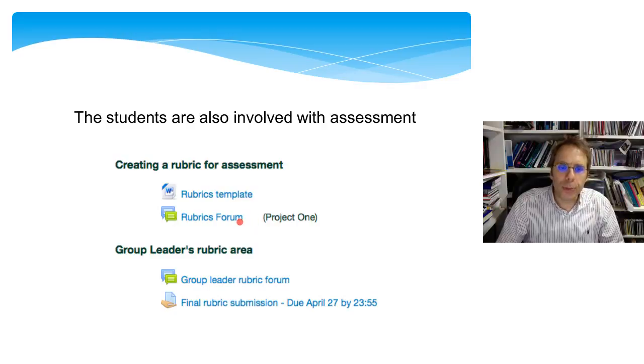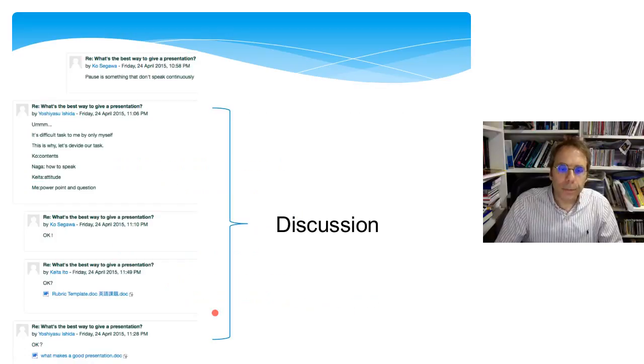When each group produces one rubric, the group leaders will take it to the next level. They'll meet only with the group leaders and share each group's rubric. Out of these 7 or 8 groups, they'll make one final rubric and upload it here. So this is what happens in that forum.